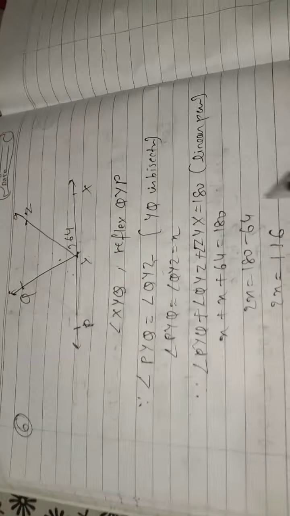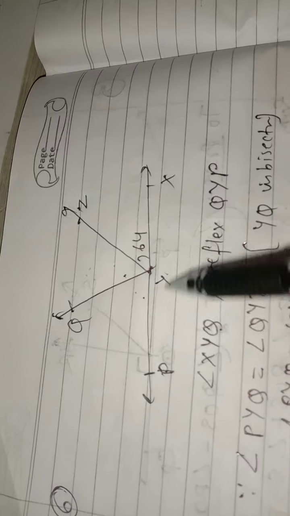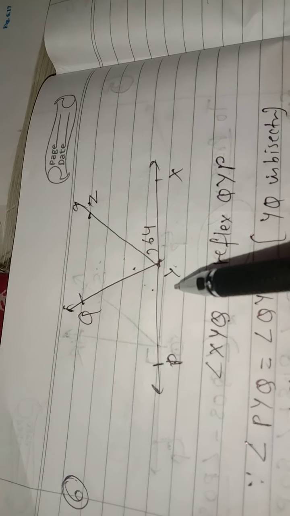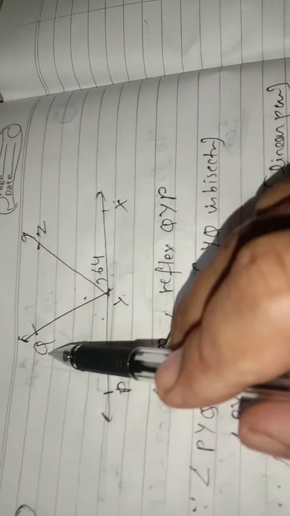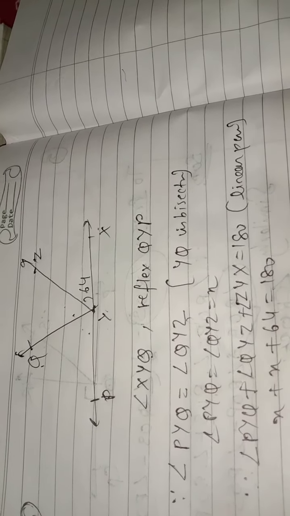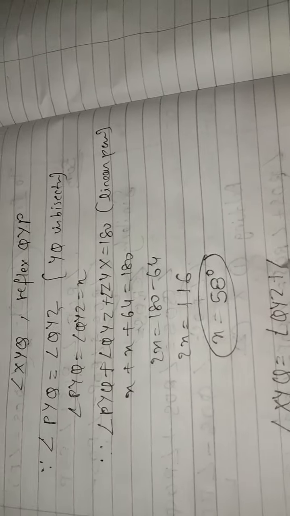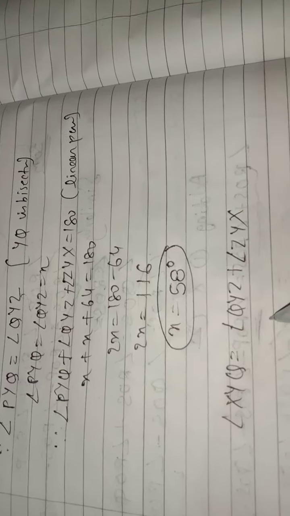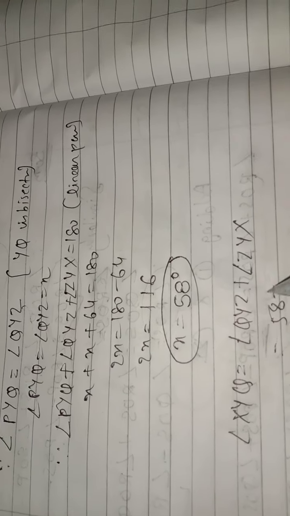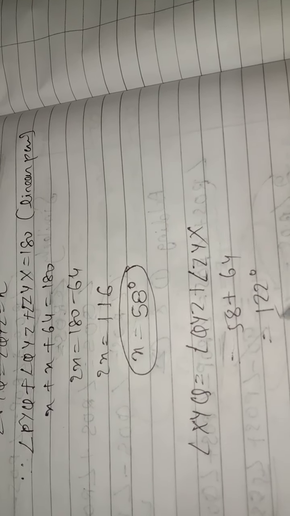So we got now the answer of what? XYQ. So what is the value of XYQ now? XYQ, we have to find. So XYQ is equal to angle QYZ plus angle ZYX. It is 58 plus 64 is equal to 122.